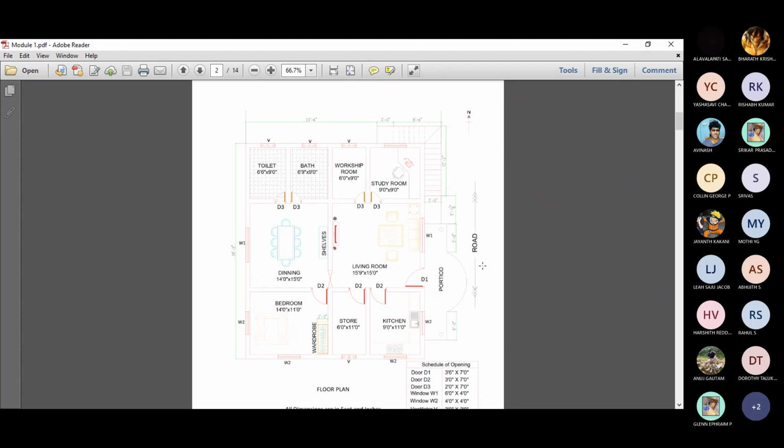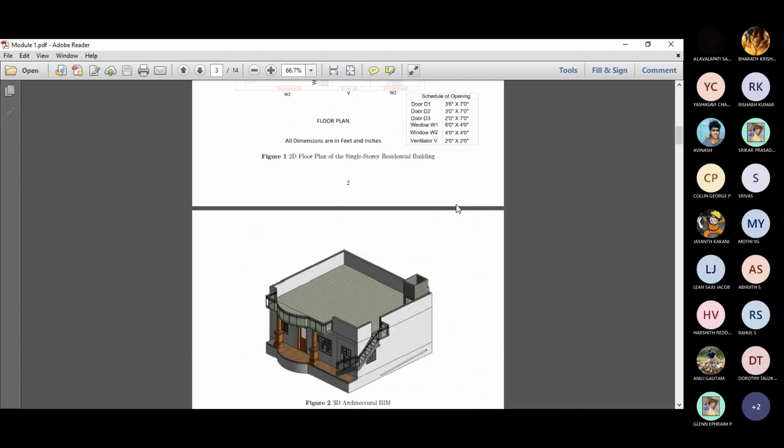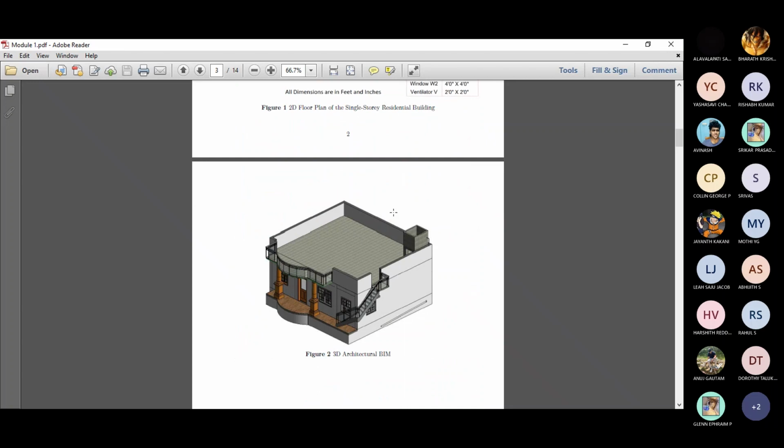and to refresh our memory on different processes, as well as to see what could be the initial activity, what could be the intermediate activity, and what could be the final activity, right? So a lot of activities or tasks are required to construct this particular single story residential building, right? Right. So I've also done a 3D BIM model.